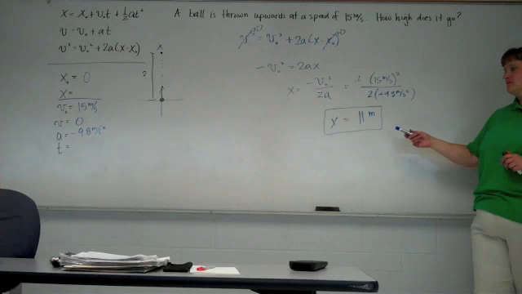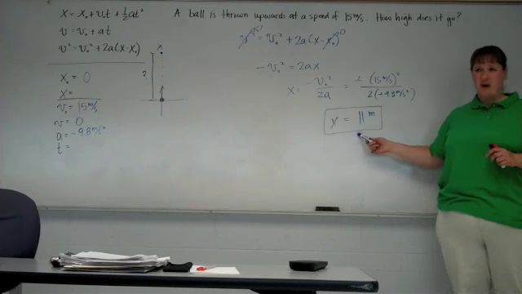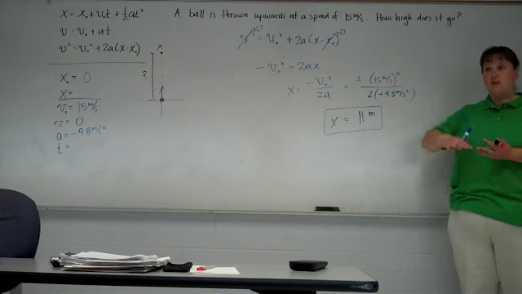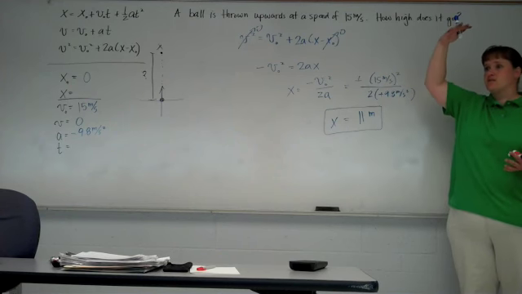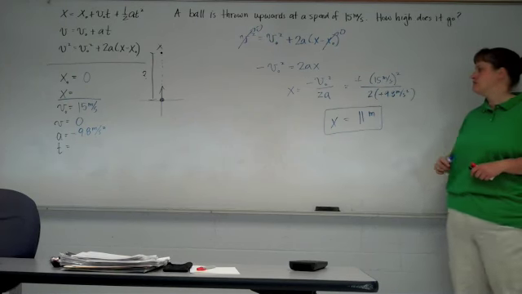And it's good to see if this makes at least somewhat sort of sense. We get a positive answer. Does it make sense to have a positive answer? Our ball ends up above our origin, so yes, positive is good. 11 meters, not too far. Seems okay.